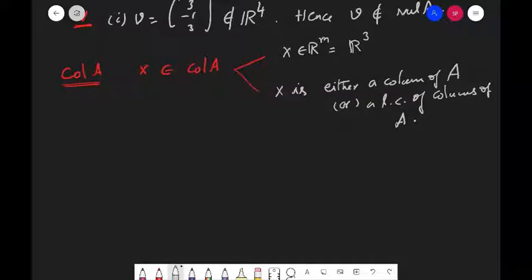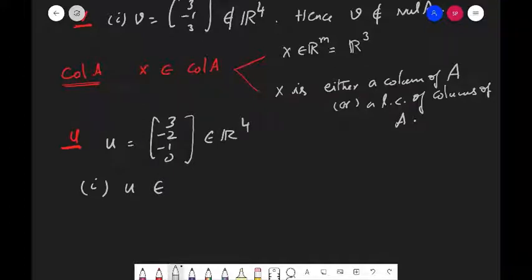Now let me take the vector U. So what do we have for U? U is equal to 3, -2, -1, 0. So let us look at the first point, whether x belongs to R3. I can say U belongs to R4, right? It should be in R3 for column A, but it is in R4. So U does not belong to R3. So here, immediately we can say that U does not belong to column A.